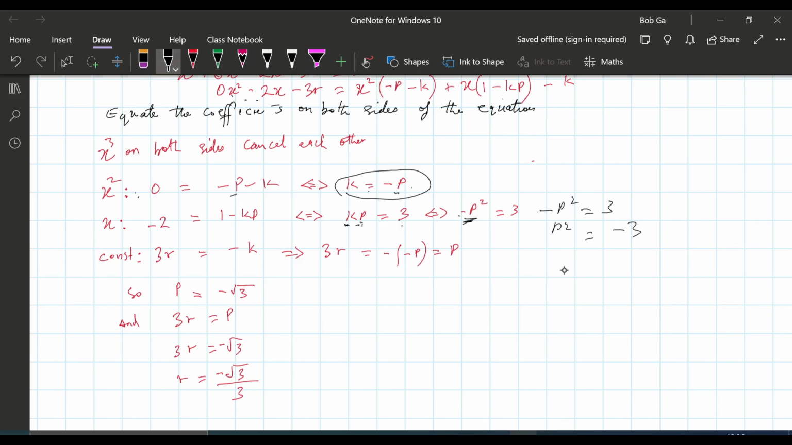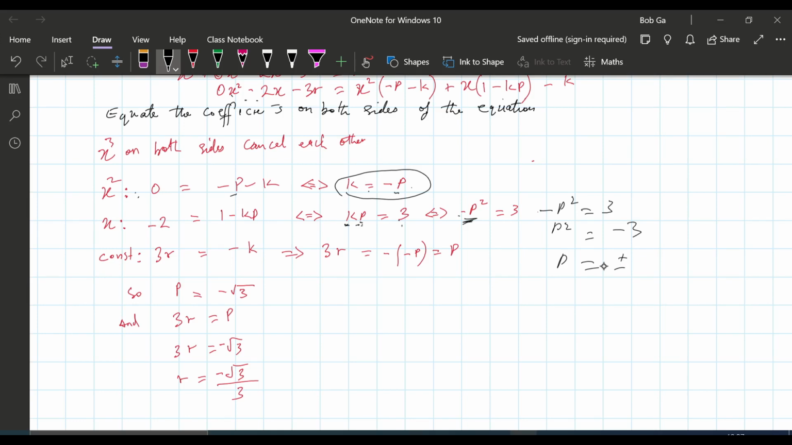That gives me p equals plus or minus, because we're looking for a square root, so p has to have 2 values, a negative value and a positive value. A square root always has 2 values, the negative and the positive, because -2 times -2 is 4, and 2 times 2 is 4.